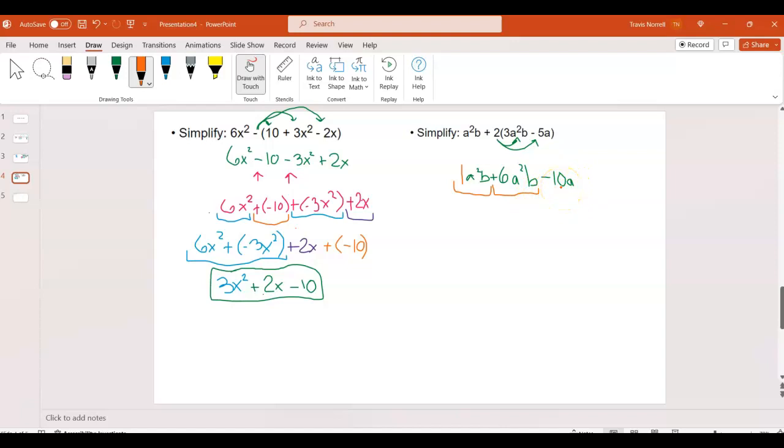So I don't need to bother changing that to plus negative 10a because it has nothing to combine with. So 1a squared b plus 6a squared b is going to give me 7a squared b. And then I'll bring down that minus 10a. And there's my final answer. That one was a little trickier.